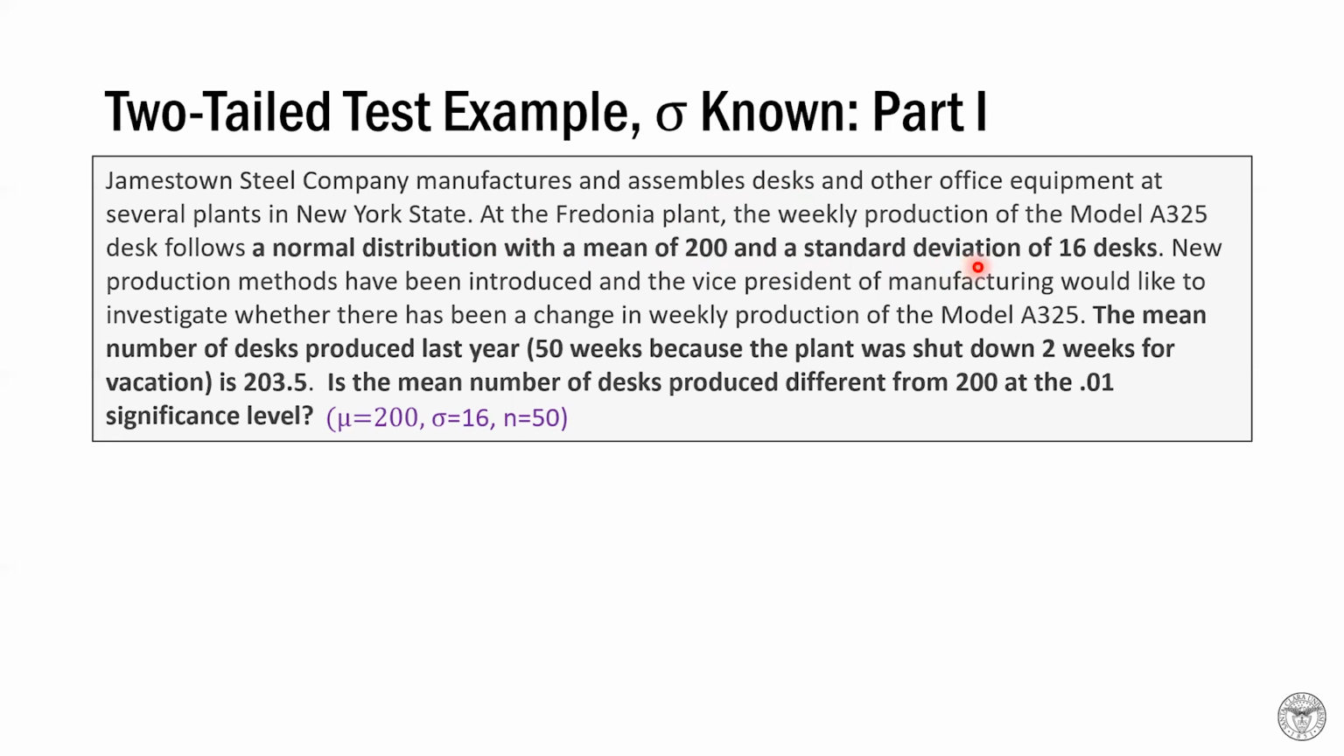Now they introduce a new production method, and the vice president of manufacturing would like to investigate whether there has been a change in weekly production for the model A325. The mean number of desks produced last year, 50 weeks, because the plant was shut down 2 weeks for vacation, is 203.5. The question of the hypothesis test is: is the mean number of desks produced different from 200 at the 0.01 significance level?